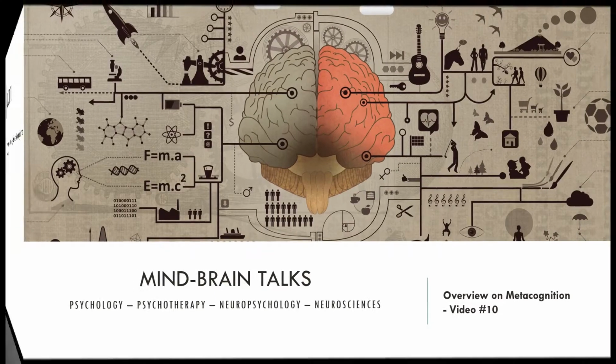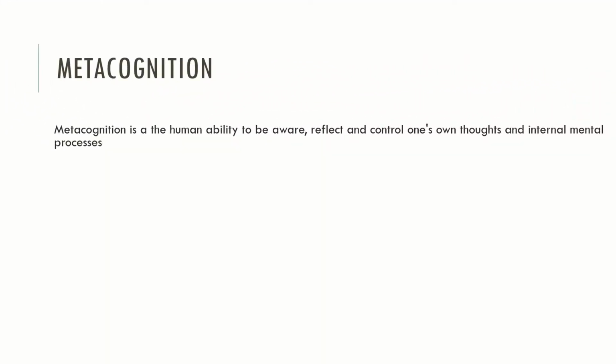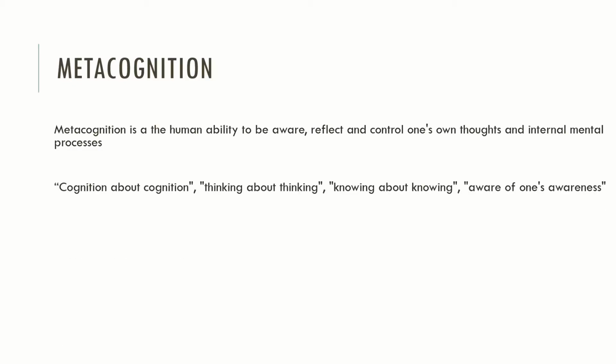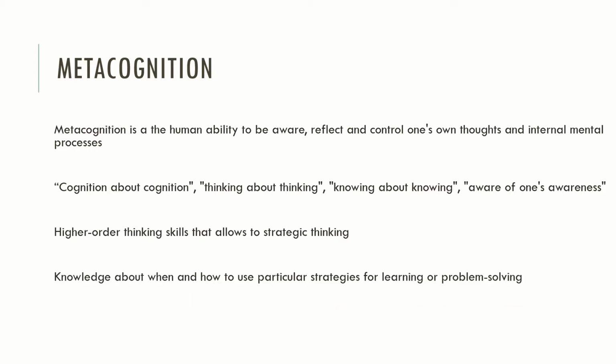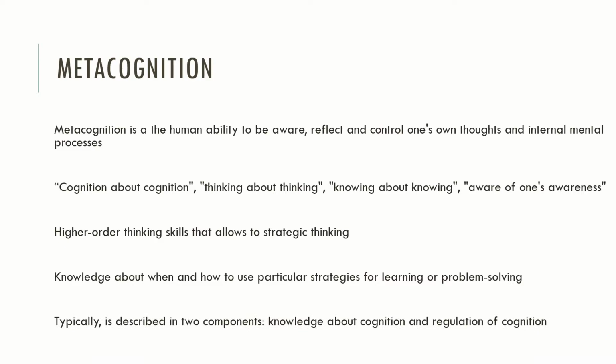So now let's see what is metacognition. Metacognition is a human ability to be aware, to reflect, to control one's thoughts and internal mental processes. Usually we can call this cognition about cognition: thinking about thinking, knowing about knowing, awareness of awareness. Typically it is viewed as a higher-order thinking skill that allows strategic thinking. Also, it can be defined as knowledge about when and how to use particular strategies for learning or problem solving, and typically it may be described by two components: knowledge about cognition and the regulation of cognition.